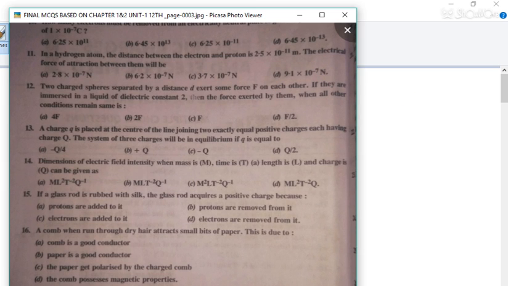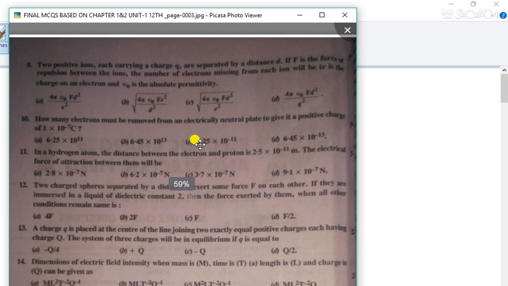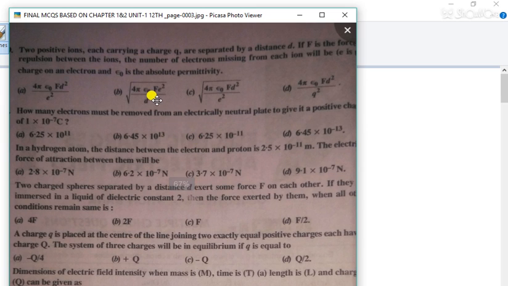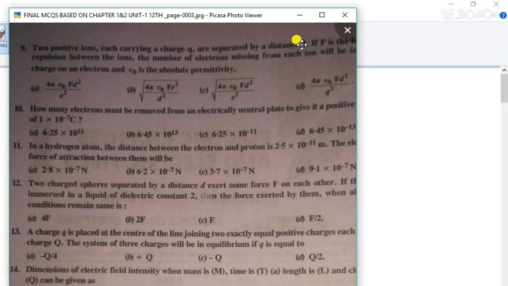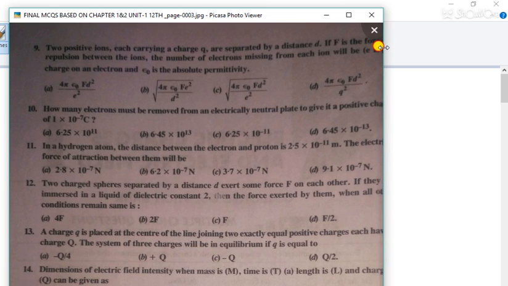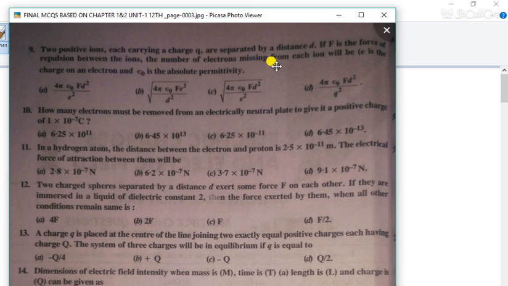Here on the second page, the question is question number 9. Two positive ions, each carrying charge Q, are separated by distance d. If F is the force of repulsion between the ions, the number of electrons missing from each ion will be.